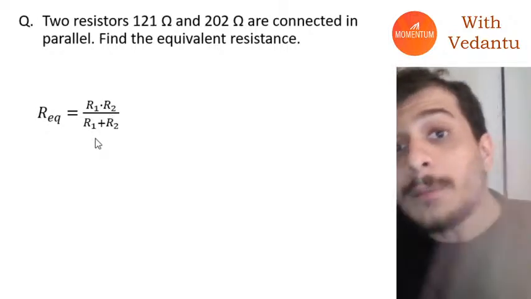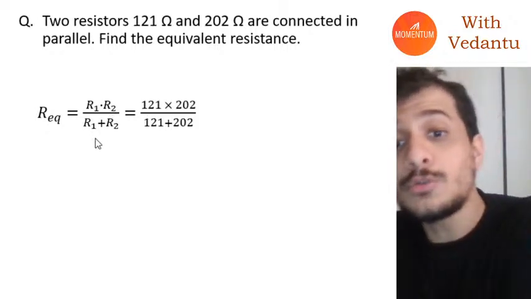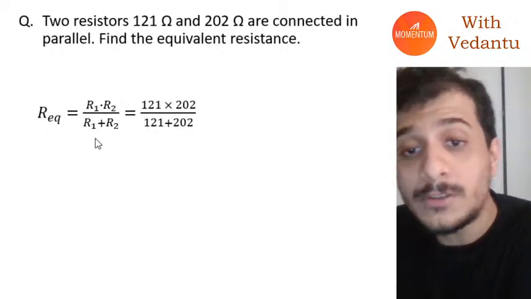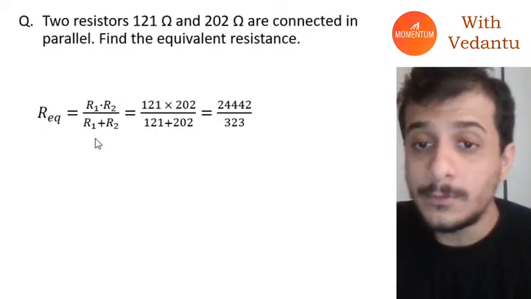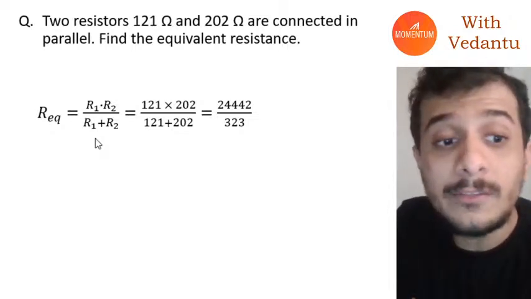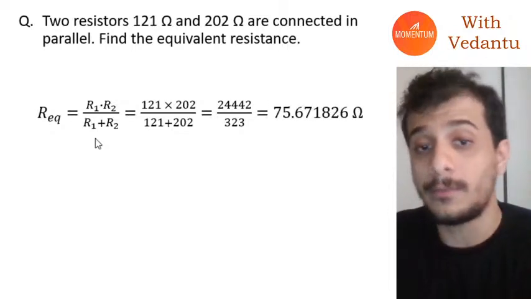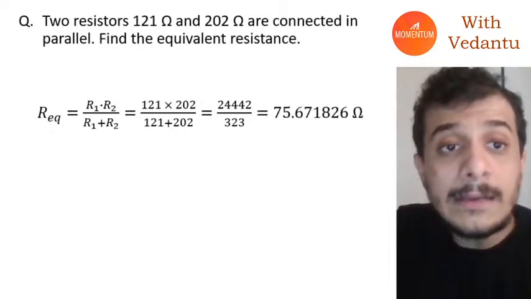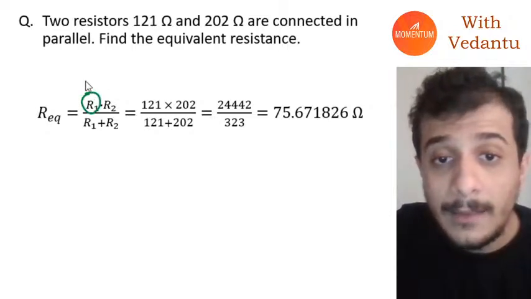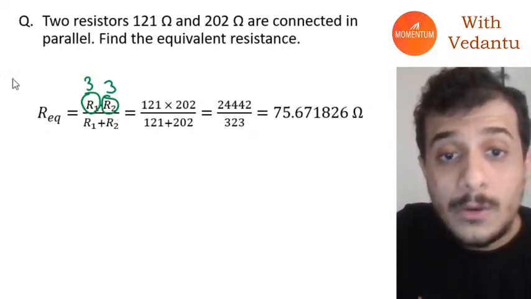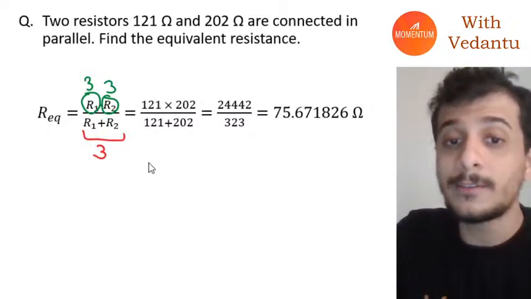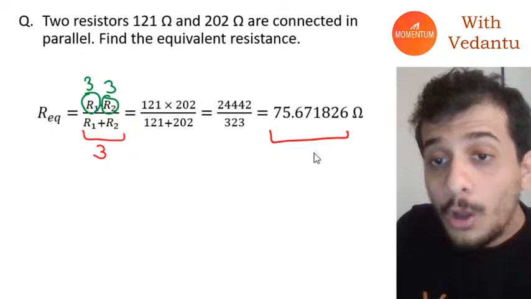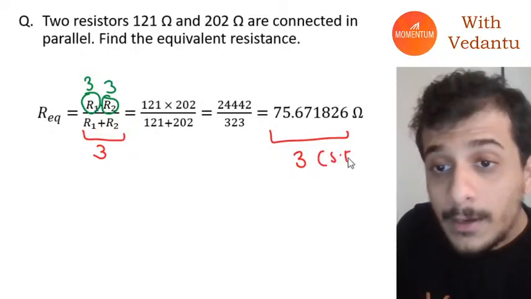So I will substitute the values. So 121 into 202 divided by 121 plus 202, that will be equal to 24,442 divided by 323. When I calculate this using a calculator, it will come out as this. Now, if you see here, this has 3 significant digits, this has 3 significant digits, and when you add both of them together, this will also have 3 significant digits. So this should also have 3 significant figures.